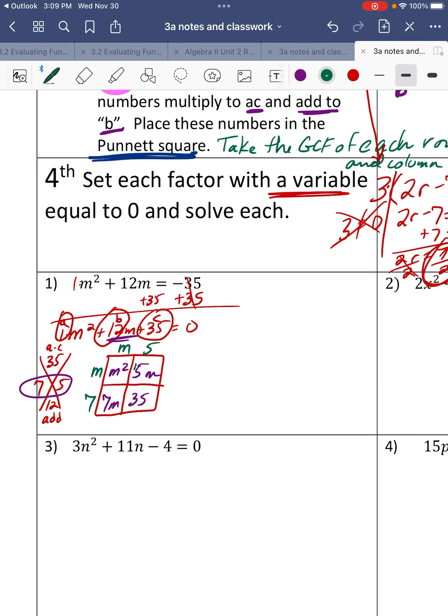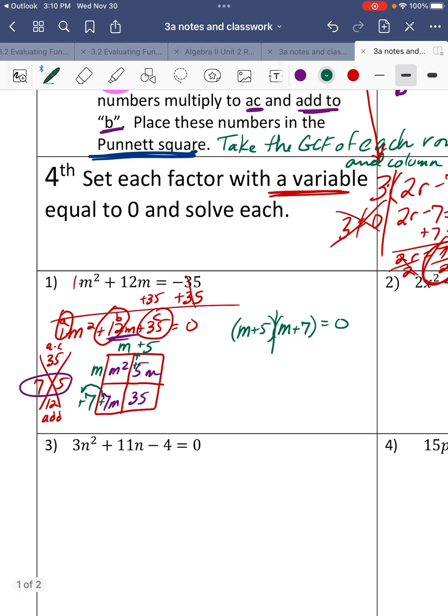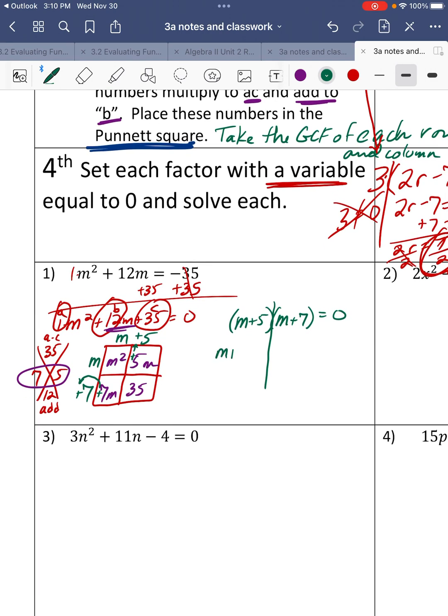First column, m. The 5 is positive, so it's going to be a positive 5 we're going to bring out. The 7 is positive, so it's going to be a positive 7. So our two factors are m plus 5 and m plus 7. If we multiply those two out, you would get m squared plus 12m plus 35. We're going to take these factors and set them equal to 0 and solve. So you'd subtract 5, you get m equals negative 5. You subtract 7, you get m equals negative 7.